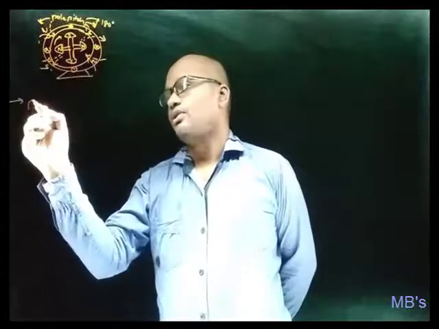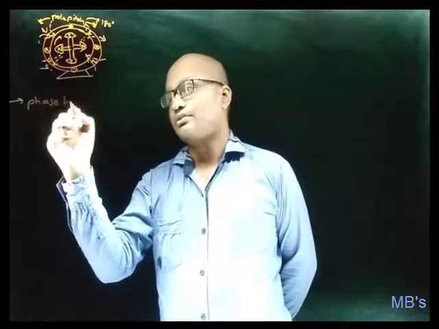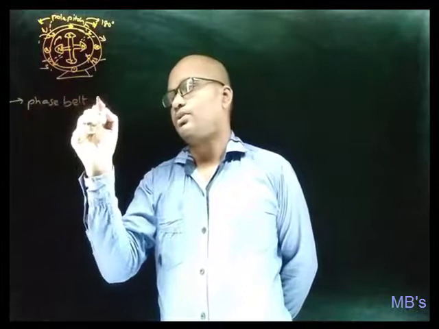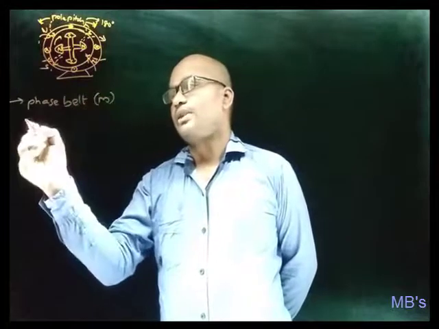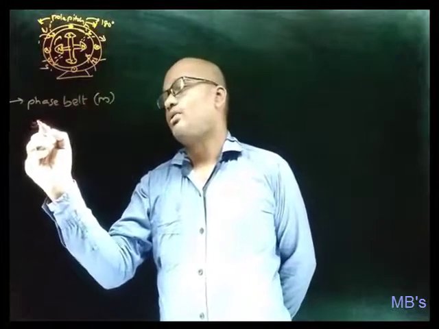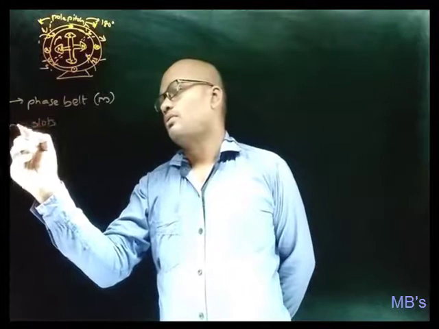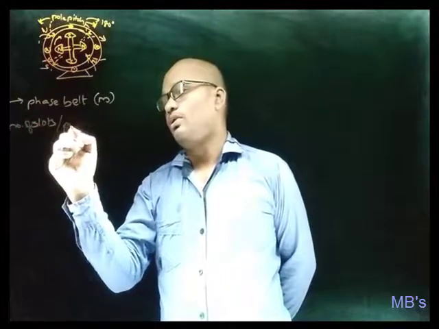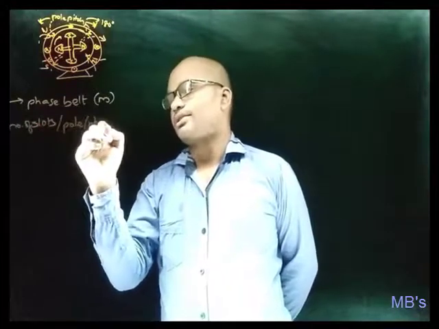Okay, and now phase belt, which is represented with M. It is defined as the number of slots per pole per phase.